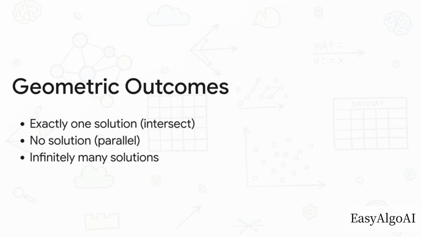And because these equations represent straight lines or flat planes if we're in higher dimensions, the geometry tells us a pretty profound truth. There are only 3 possible outcomes. 1, the lines intersect perfectly at exactly one point, so we have one unique solution. 2, the lines are totally parallel and will literally never touch, meaning there is absolutely no solution. Or 3, the equations actually represent the exact same line stacked on top of itself, meaning we have infinitely many solutions. The geometry completely dictates the limits of our data.